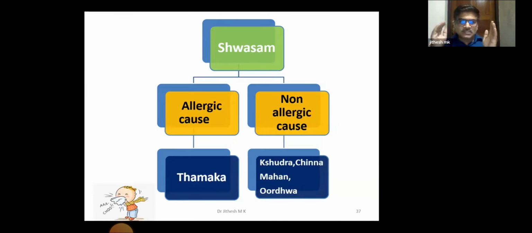The allergic cause is nothing but Tamaka Swasa. Simple Tamaka Swasa we can include. The only possibility of allergic asthma is Tamaka Swasa. There are other non-allergic causes, especially due to some brain damage or other organ damage. Even kidney failure, etc., may lead to Swasaroga. Such conditions are Kshudra, Chhinna, Maha Swasa and Urdhva Swasa. All the other four can be classified under the non-allergic form of Swasa. How? That we will see now.